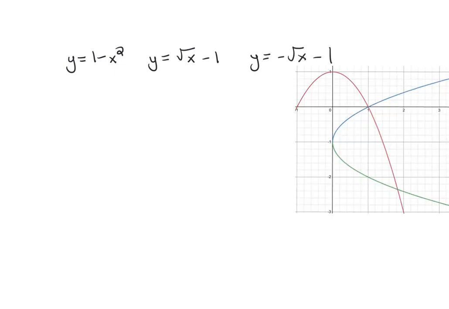Okay, and here's the last example. This is a calculator active example. So y equals 1 minus x squared, y equals the square root of x minus 1, and y equals negative the square root of x minus 1. So the first thing you can do is graph your functions. So here's all three of them.